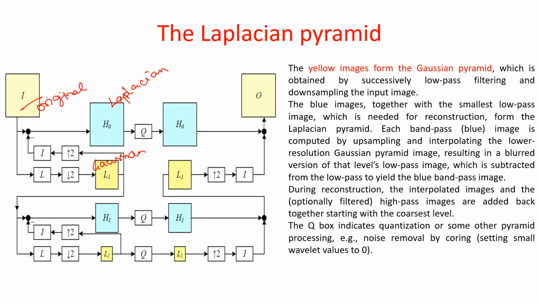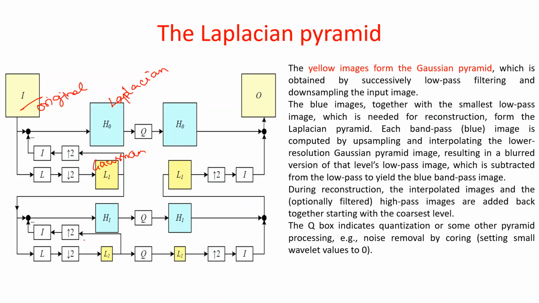So similarly for the second level, the same process is repeated. I am applying the low pass filter and downsampling. I'll get the Gaussian one. And again, I am performing upsampling and I am applying the interpolation. It results in some blur, and I am subtracting this from the original value, and I am getting the Laplacian image.